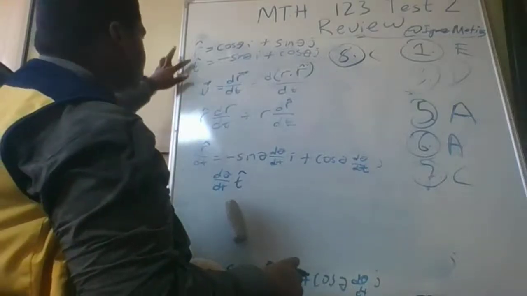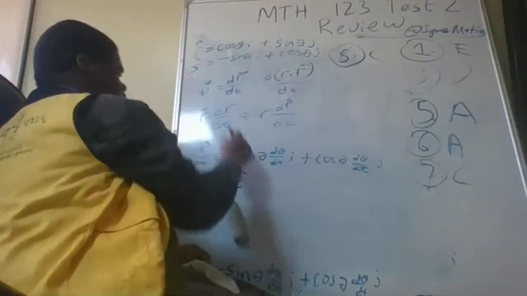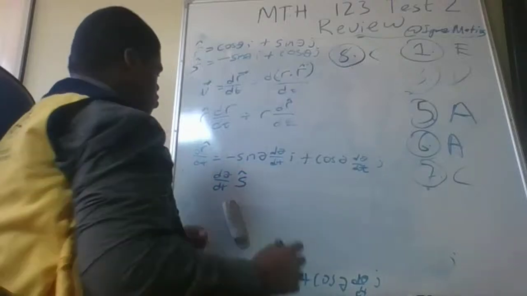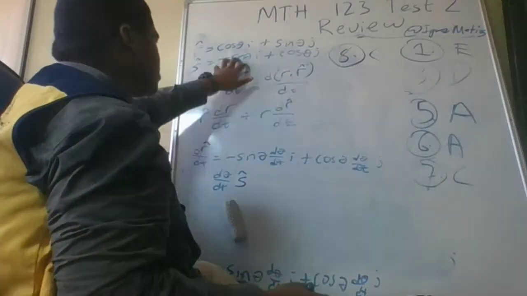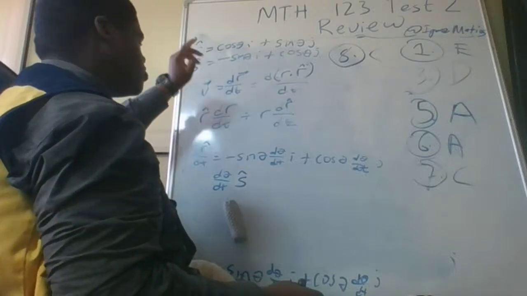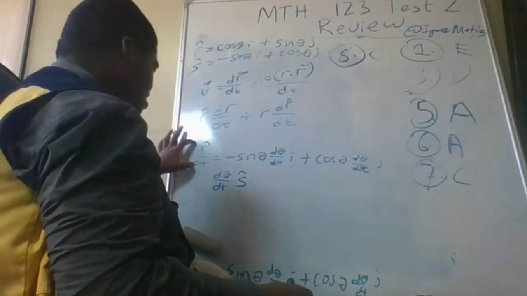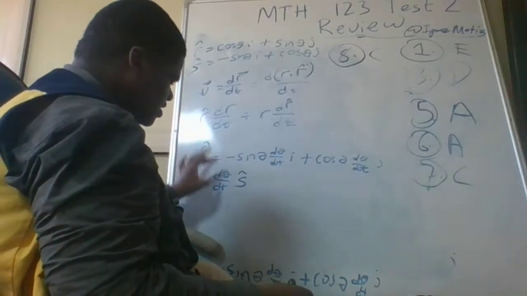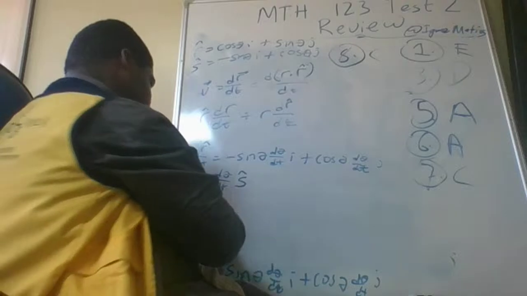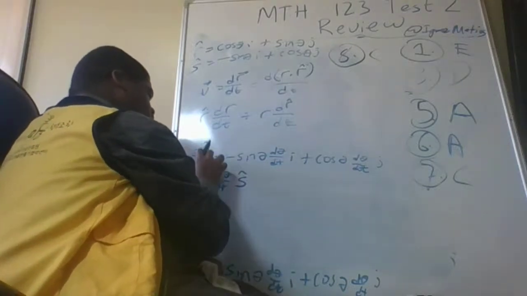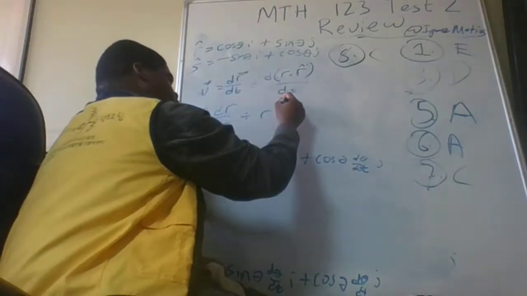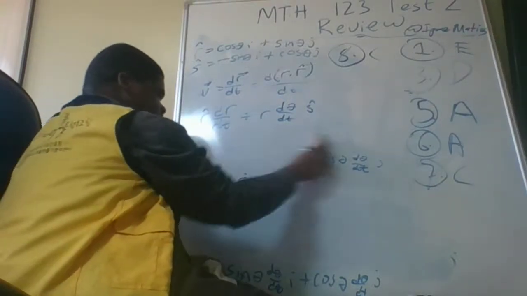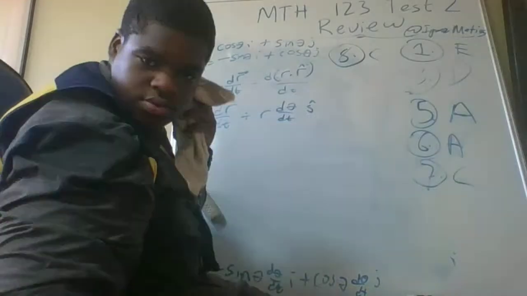Okay, you know what? I'm going to exchange this t for s, because I don't want this t and this t to be confused with each other. So s now represents our transverse unit vector and not t. So we have the derivative of our unit vector with respect to time is equal to d theta dt times our transverse vector. Bring all this up.